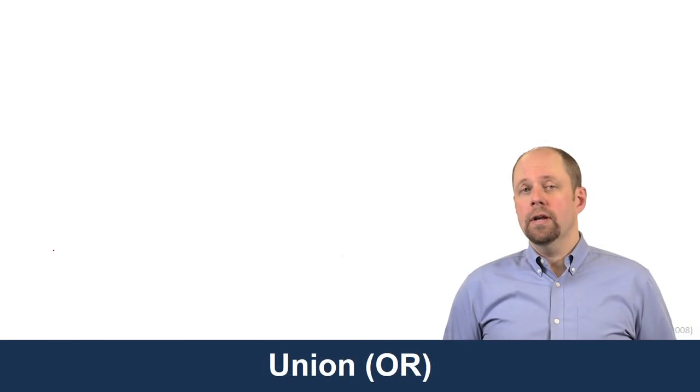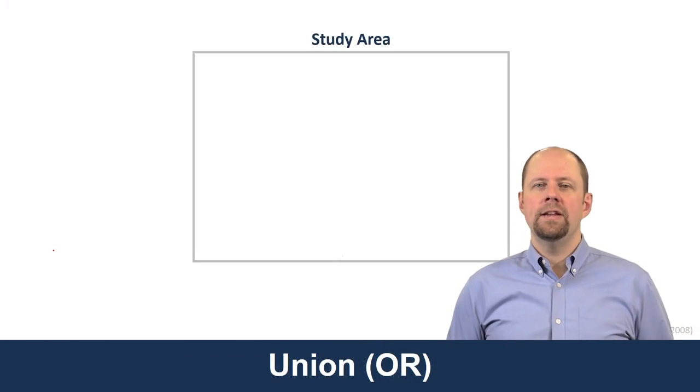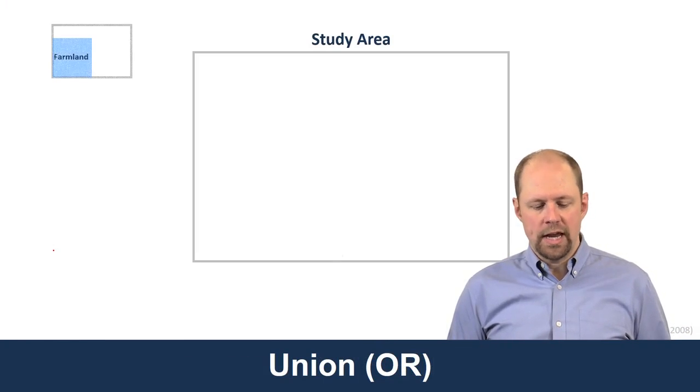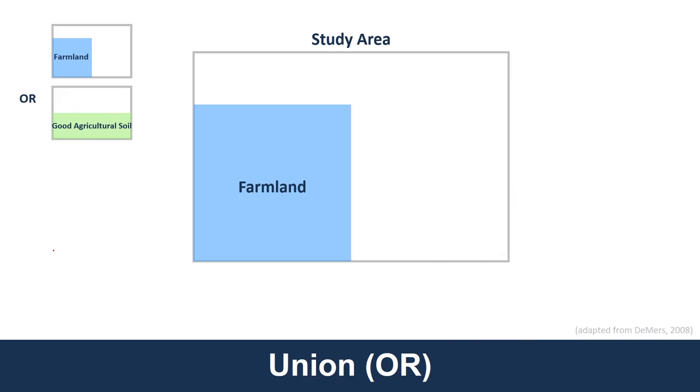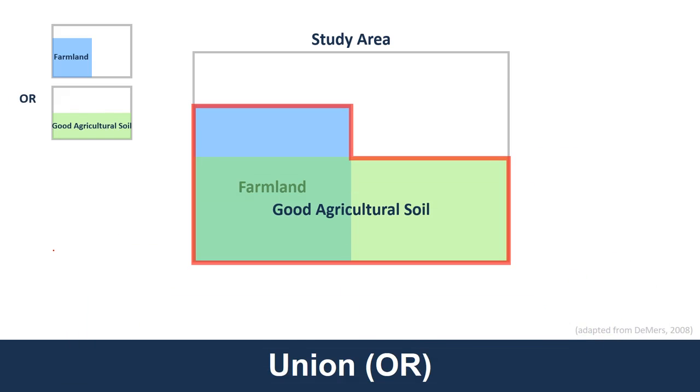Now let's have a look at a union. So again, very similar to the idea of a union that you might have seen in a Venn diagram or something like that before. If we go back to our study area and we have our farmland, but now we're saying farmland or agricultural soil. Now it's one or the other or both.